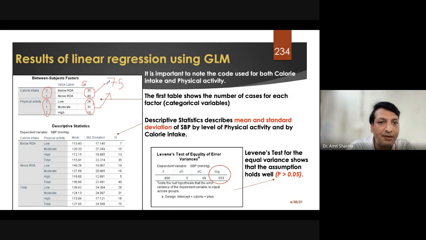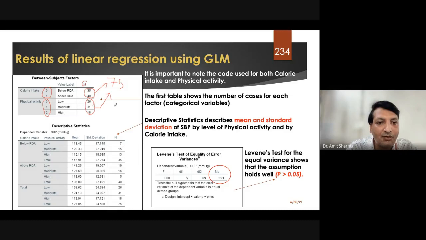Now, how many patients were taking a diet below RDA? That is 35. And how many patients were taking calorie intake above RDA? It was found to be 40. So 40 plus 35 equals 75, the total number of participants.